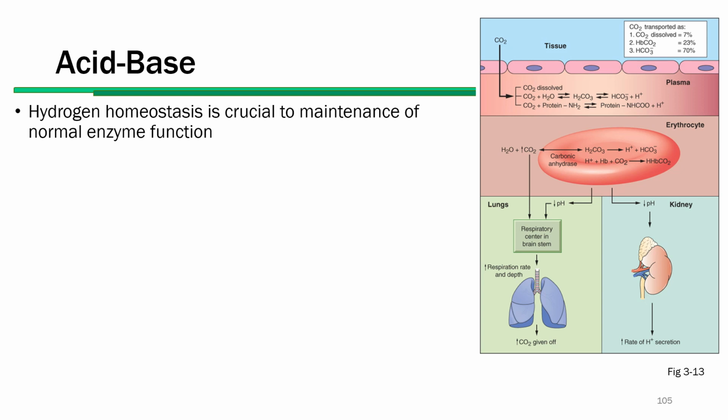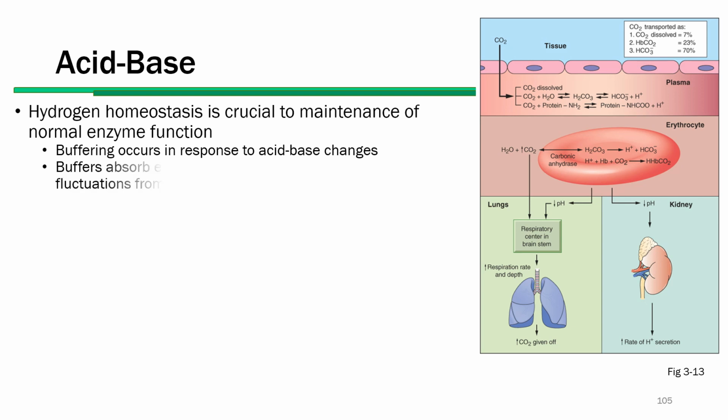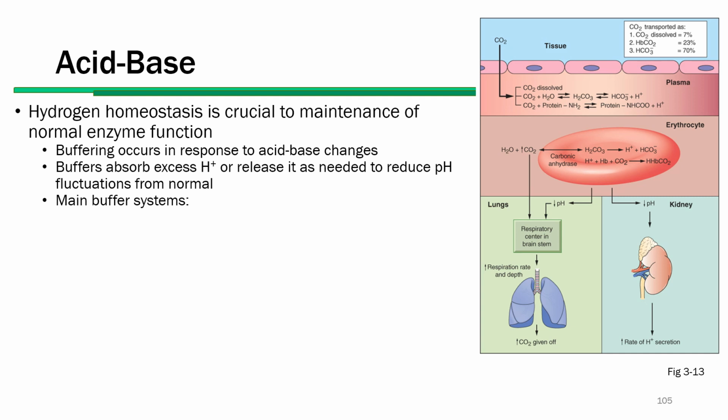Hydrogen homeostasis is crucial to maintenance of normal enzyme function. So we have buffering systems that occur in response to acid-base changes. Buffers will absorb excess hydrogen or release it as needed to reduce the pH fluctuations from normal. Our main buffer systems in plasma are hemoglobin and carbonic acid.